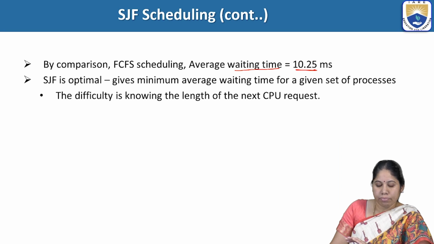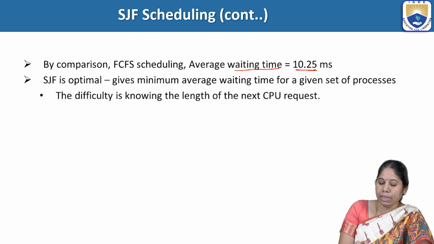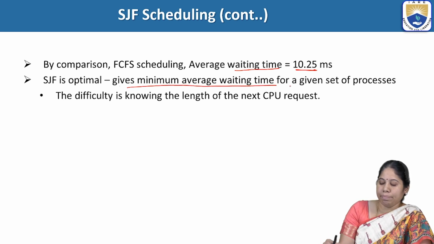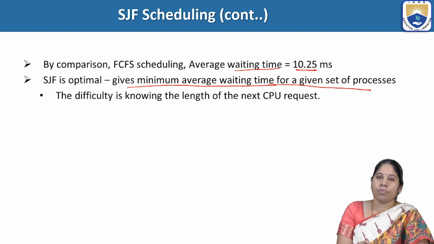Now with this we can say SJF is optimal, because it gives the minimum average waiting time for a given set of processes. So what is the main difficulty with SJF? SJF is a good algorithm and it is giving optimal values, so what is the difficulty? Is it practically feasible? Is it practically implementable? It means that practically SJF is not possible.